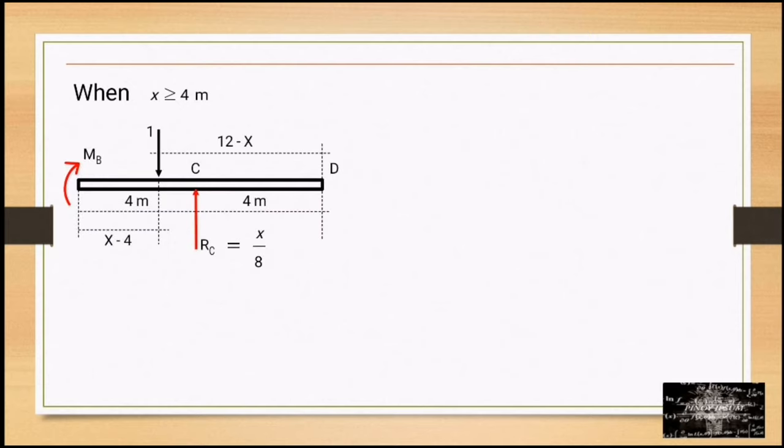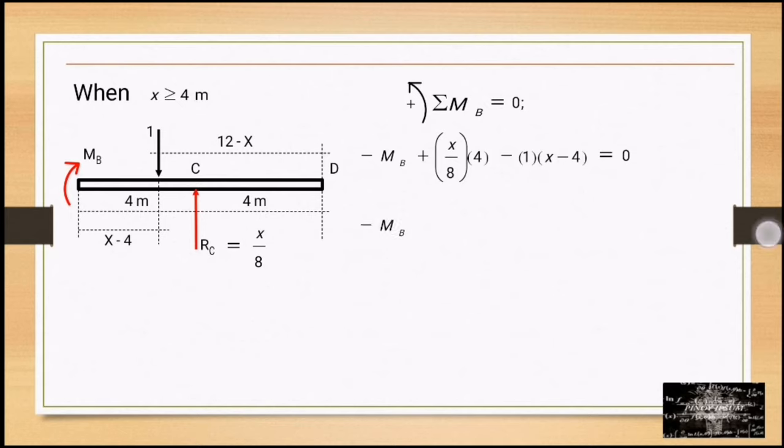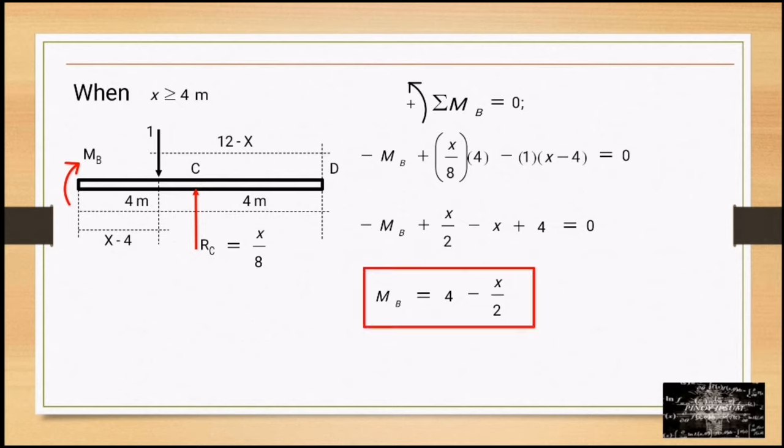So, when X is greater than or equal to 4 meters. Ito siya. So, summation of moment at point B is equal to 0. Considering counterclockwise is positive. So, minus MB plus X over 8 times 4 minus 1 times X minus 4 is equal to 0. So, minus MB plus X over 2 minus X plus 4 is equal to 0. So, yung MB is equal to 4 minus X over 2. So, ito yung formula when X is greater than or equal to 4 meters.